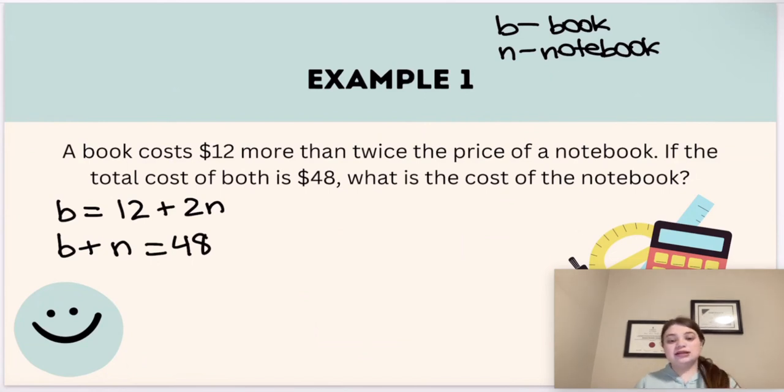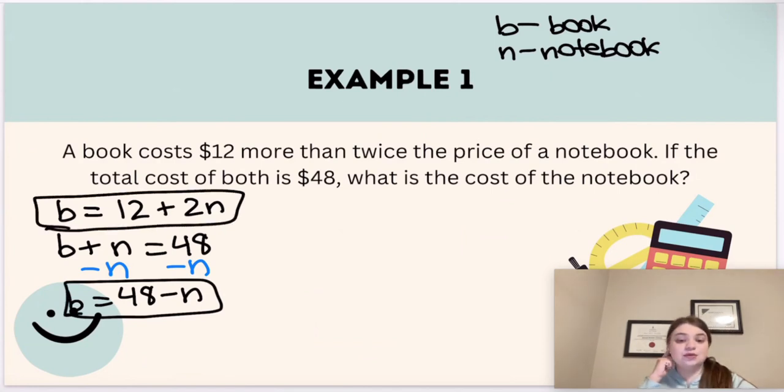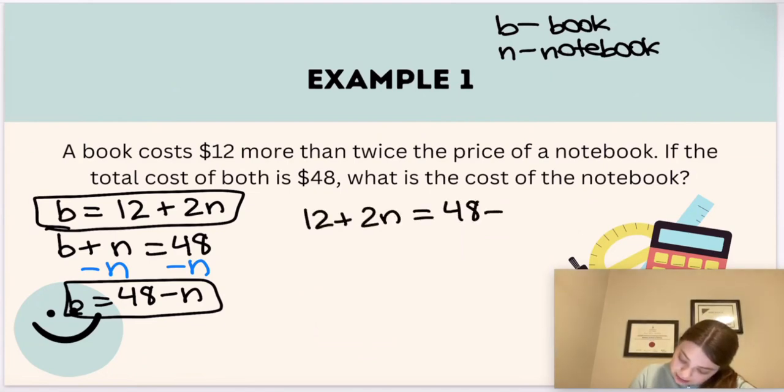What I'm going to do here is first rearrange the second equation. So we have B equals something and then B equals something else. If I subtract n from both sides here, I get that B is equal to 48 minus n. So now we have two equations that tell us what B is. B is simultaneously equal to 48 minus n, and it's equal to 12 plus 2n. If both of these are just the cost of a book, we can equate them to find the cost of a notebook. So that will be 12 plus 2n is equal to 48 minus n.